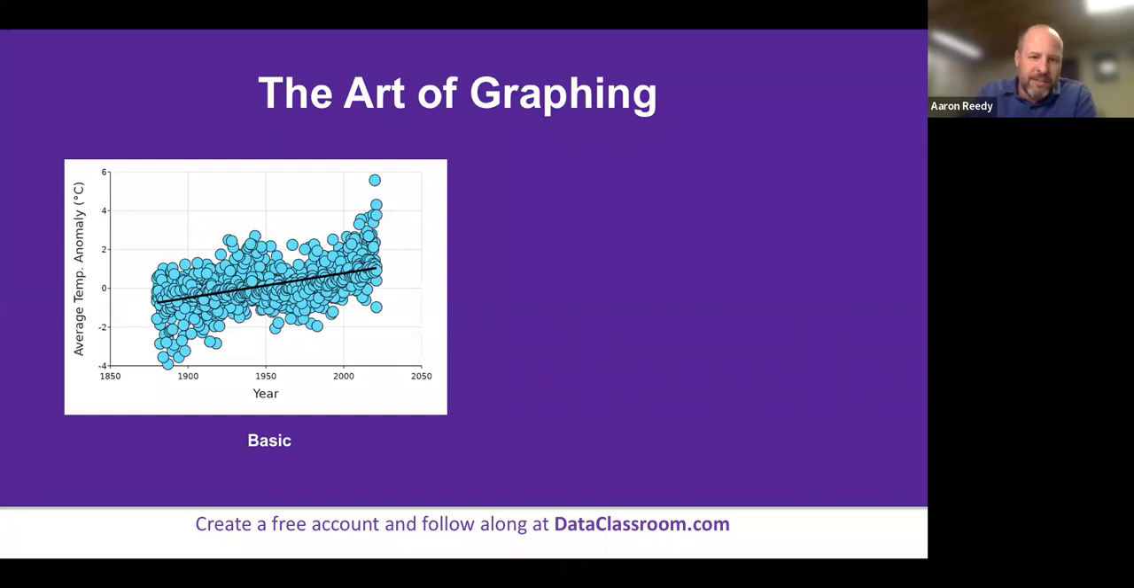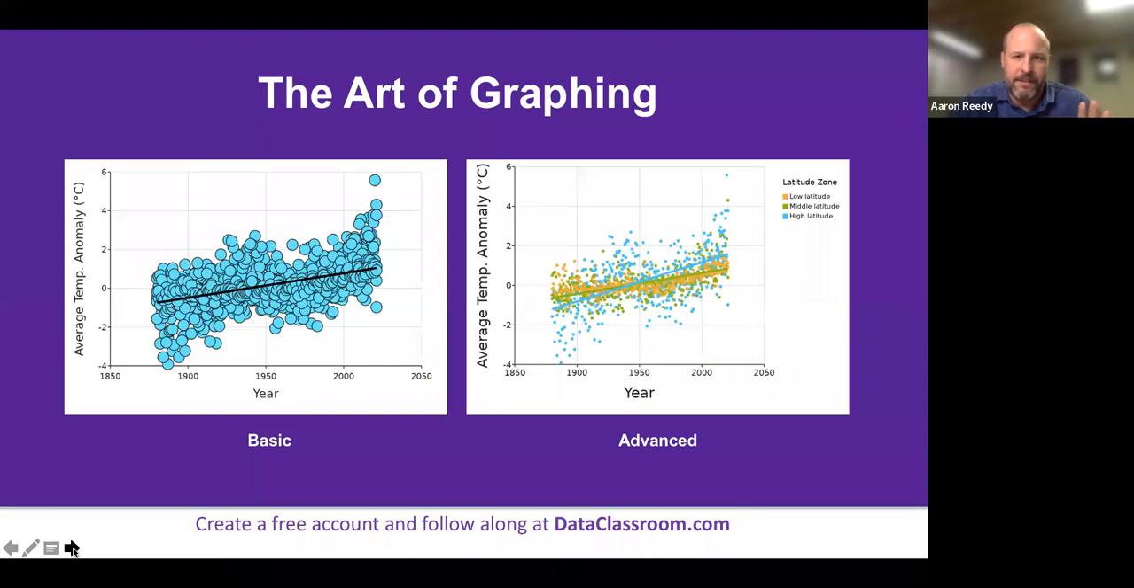So this is a data set that's in DataClassroom. This is the NASA Feeling the Heat data set, and this is the basic graph. If you want to get a relationship between this variable called year and this variable called average temperature anomaly, this is what you'll get. And then I'm going to show you a number of changes we've made to this same data set, and that looks like this.